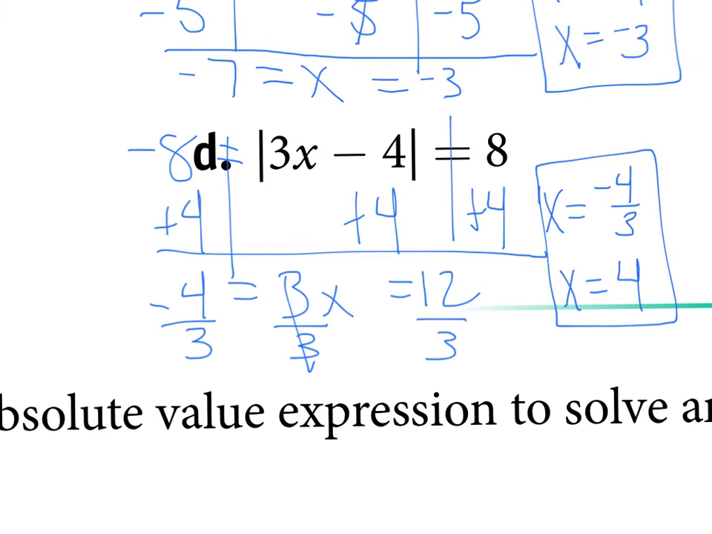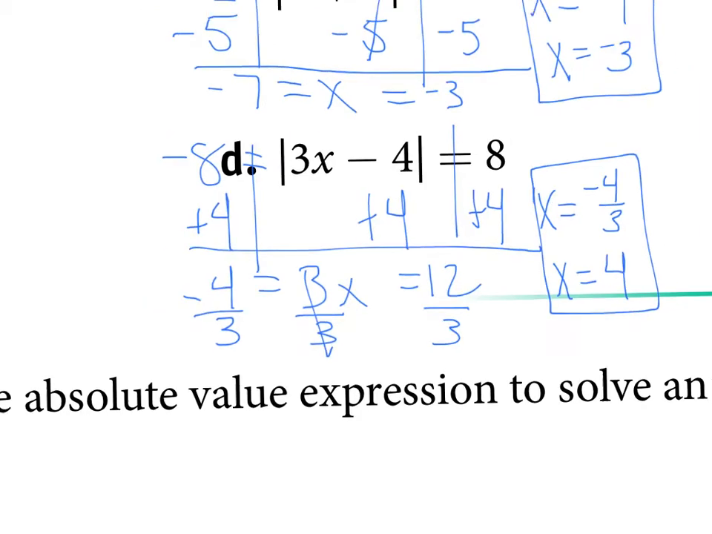And there's your answer for letter D. Notice how I left the fraction form. I'm not graphing anything right now, so it's easier just to leave it in fractions. -4 over 3 is perfectly fine. And then 12 divided by 3 was 4. So those are my solutions.